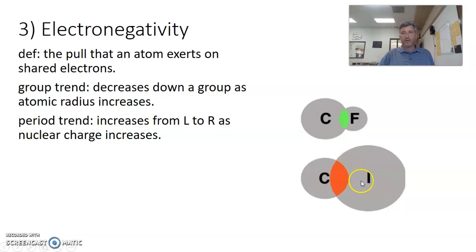If carbon were bonded to iodine instead, the electronegativity for iodine compared to fluorine is going to be pretty small because iodine is quite a bit larger.